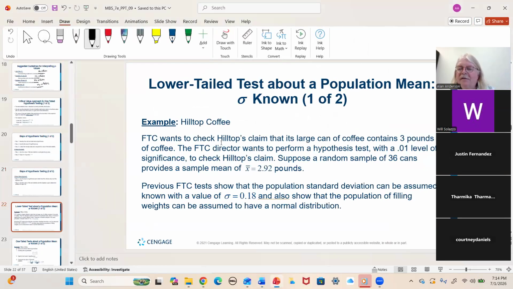In fact, speak of the devil, here's an example right here. The FTC wants to check Hilltop's claim that its large can of coffee contains 3 pounds of coffee. The FTC director wants to perform a hypothesis test with a 0.01 level of significance to check the claim.